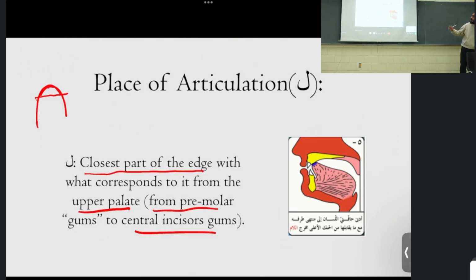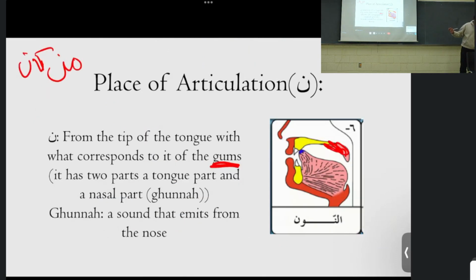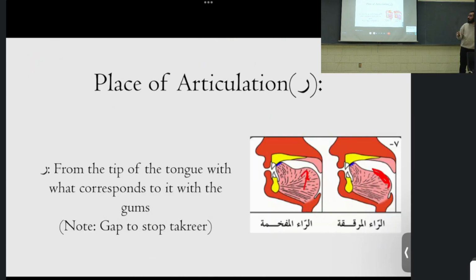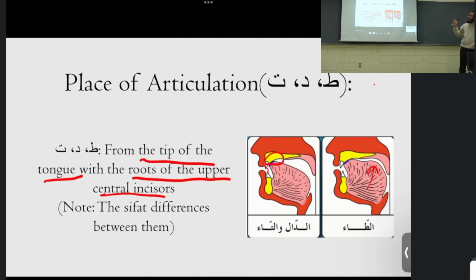Lam is too easy, I'm not gonna explain. Noon, ghunna. Ghunna is a sound that comes from the nose. That thing goes from the back and hits there. And we said a couple of techniques. Okay? Good? Ra, gap. Make the gap. Do one takreer. Ta, dal and ta. The tip of the tongue with the roots of the central incisors. And we talked about the differences.